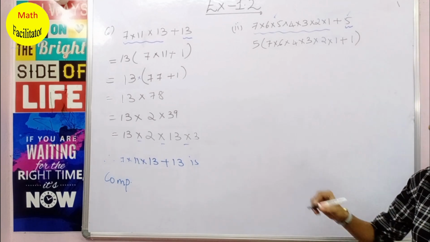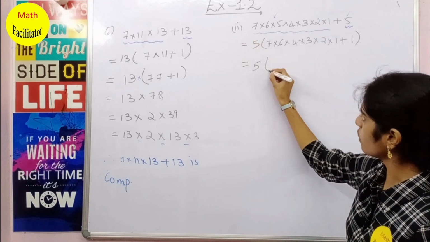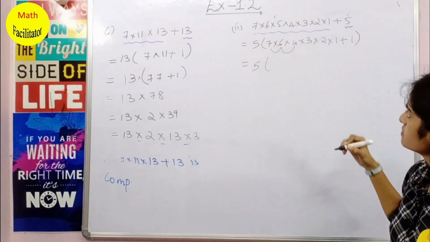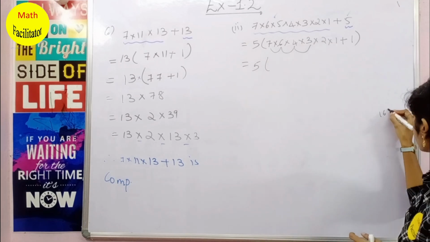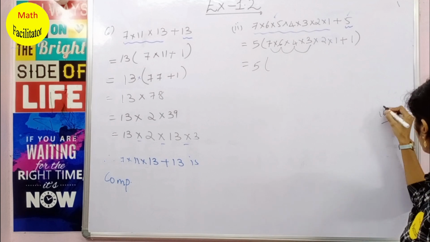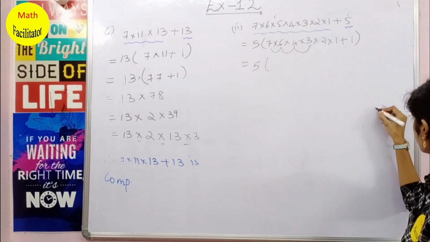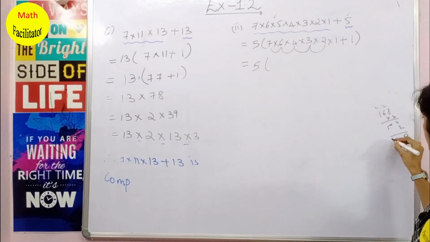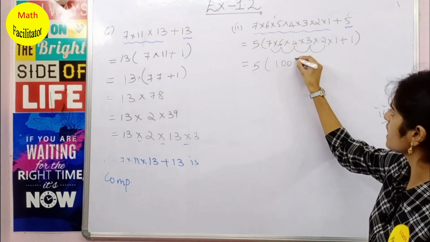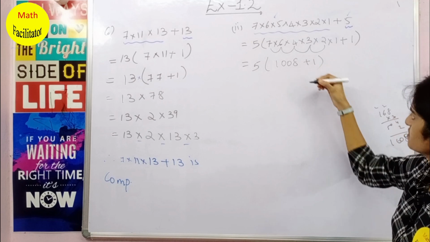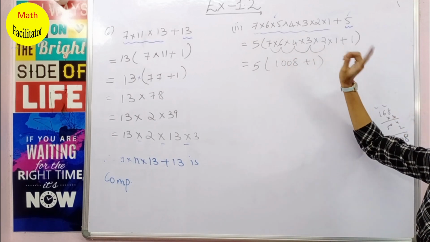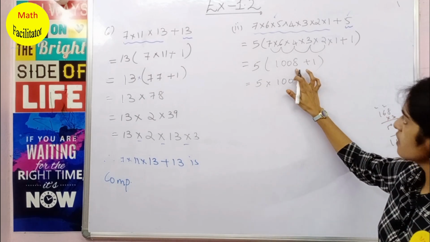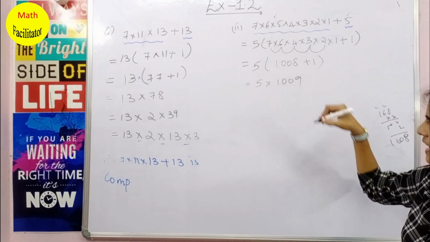1. So this is again equal to, now let us multiply this. 7 6s are 42, 42 4s are 168, 168 3s are 504, 504 2s are 1008, and you have plus 1 here. Understood? Simply I am calculating this. So this is nothing but 5 multiplied by 1008 plus 1 is 1009.